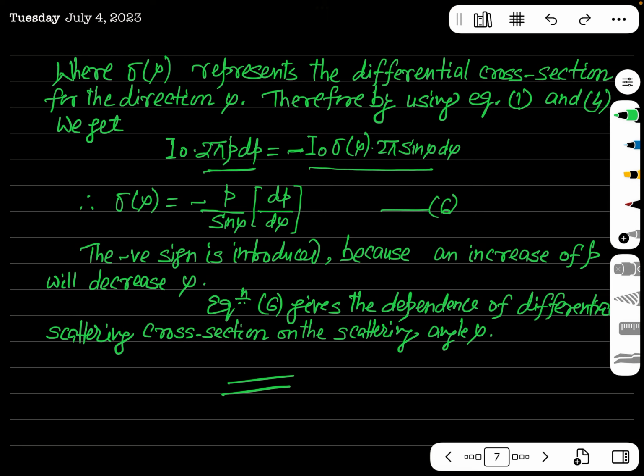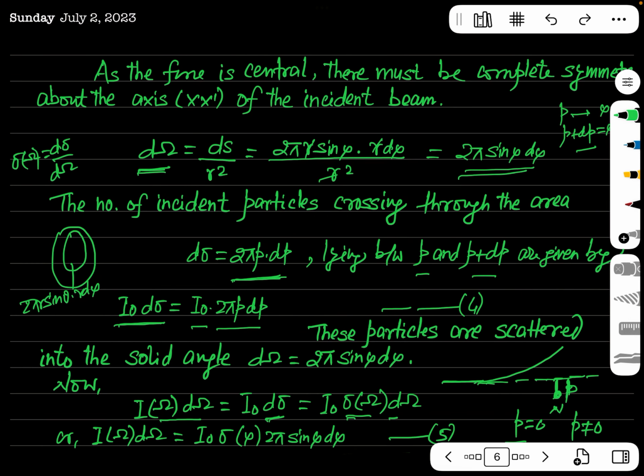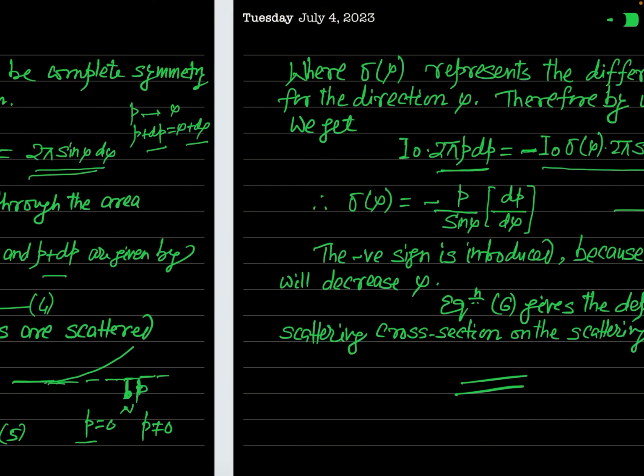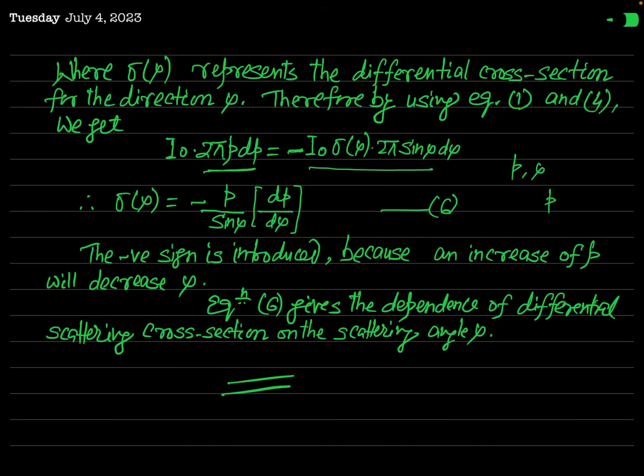Why? Because you know how this p and phi are related. As I have told you earlier, when the value of p increases, the impact parameter increases, the value of phi decreases. So if you take dp positive, then you have to take d phi negative. But the sign should be positive. So when you take the minus sign, then after taking d phi negative, the result will become positive. And that's why we use the minus sign here. So this negative sign is introduced because an increase of p will decrease phi.